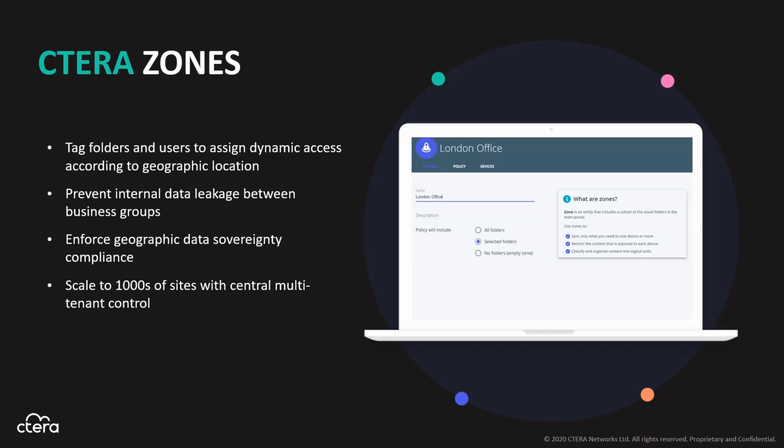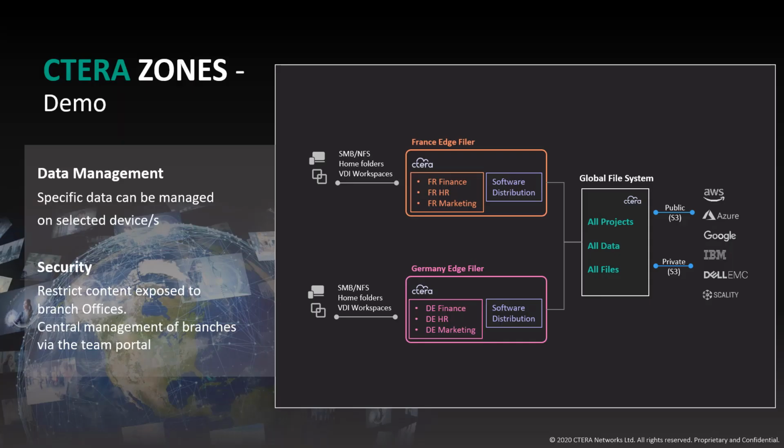IT administrators can define zones by relevant geographic or department criteria and tag folders and users to assign dynamic access in each zone. Users are prevented from accessing any folder in the global namespace that does not belong to their defined zone. Folders can be shared between multiple zones. Now let's move on to the demo.